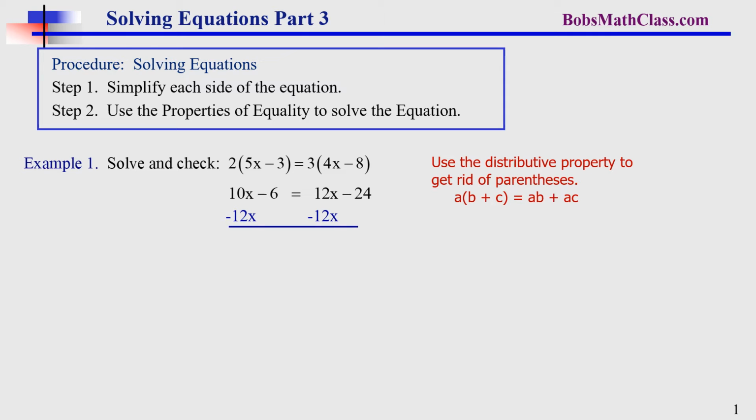So 10x minus 12x is negative 2x. The signs are different. Keep the sign of the larger. Bring down the minus 6 and the minus 24. Now we want to get rid of the negative 6, so add 6 to both sides. Do the opposite. So on the left side we have negative 2x, and then on the right-hand side the signs are different, so subtract and keep the sign of the larger. And now we'll divide both sides by negative 2. That should give us positive 9. Two negatives when you divide is a positive.